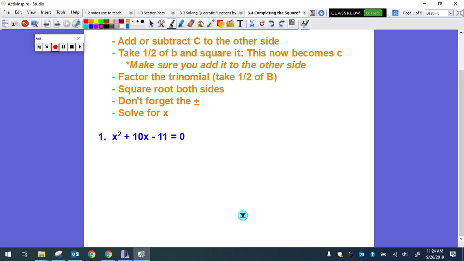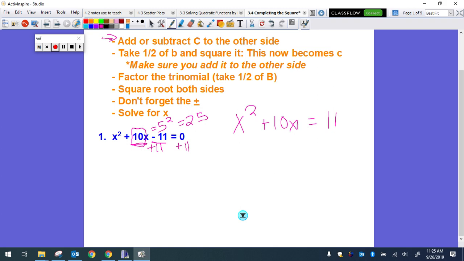So this first one, C is negative 11, and your first step says make sure you add or subtract C to the other side. So I'm going to add 11 to both sides. So what I'm really working with is x squared plus 10x equals 11, because 0 plus 11 is 11. Next, it says take half of B and square it. So this is your B. B is 10. Half of 10 is 5, and then you want to square it. 5 squared is 25.